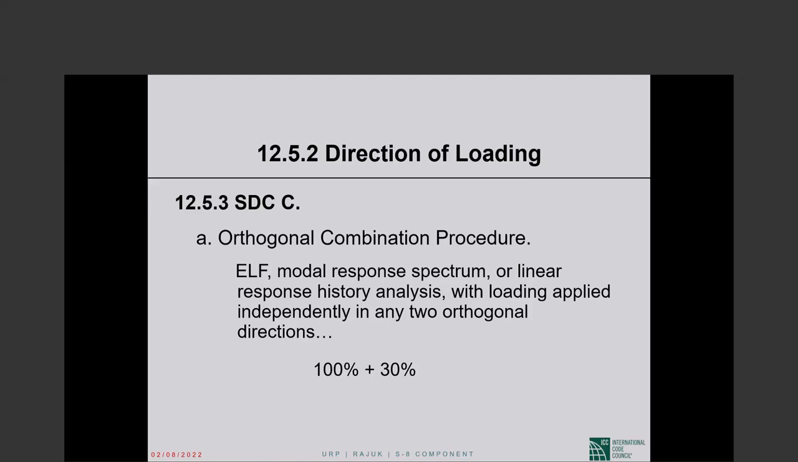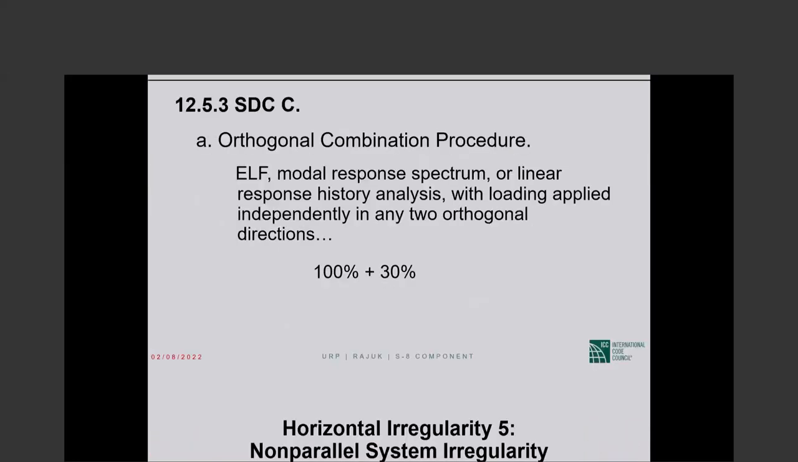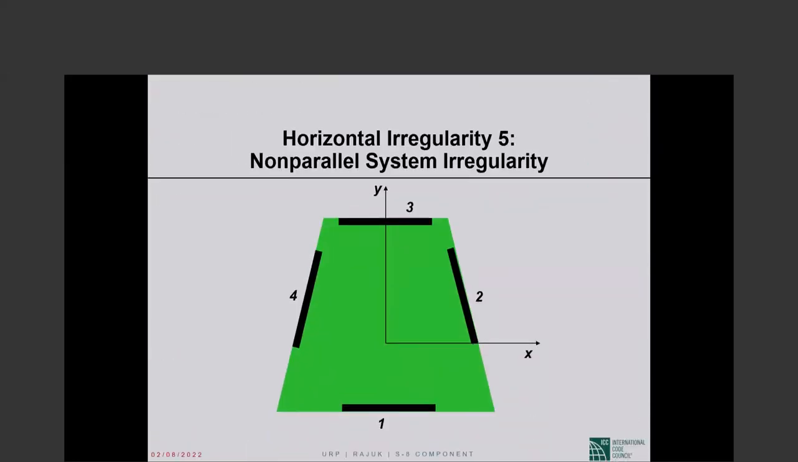So let us say a column of the building has to be designed for 100% of the effect of the X earthquake plus 30% of the effect of the Y earthquake, or 30% of the effect of the X earthquake and 100% of the effect of the Y earthquake, whichever is the worst of the two. Okay, let's look at this in a little more detail. So this is a plan view with walls 1, 2, 3, 4 along the edges. Okay, the X direction is to the right, the Y direction is to the top. 4 shear walls.